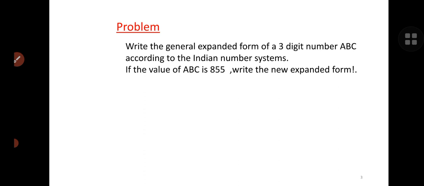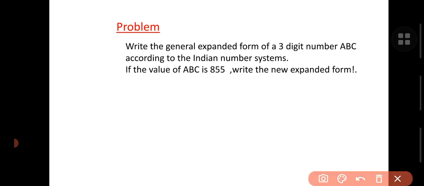Now the teacher is going to give the problem to the students and give solutions to the students. The problem statement: write the general expanded form of a three-digit number ABC according to the Indian number systems. If the value of ABC is 855, write the new expanded form.